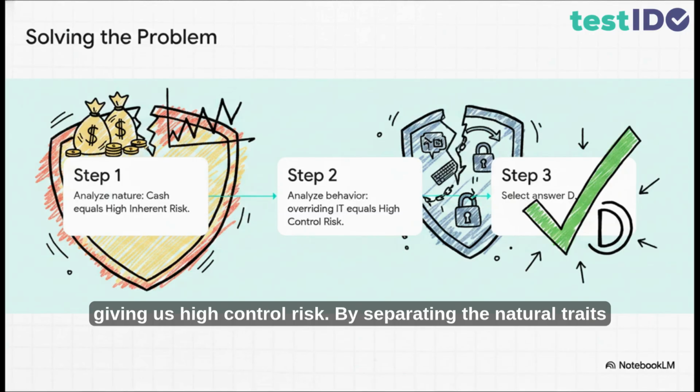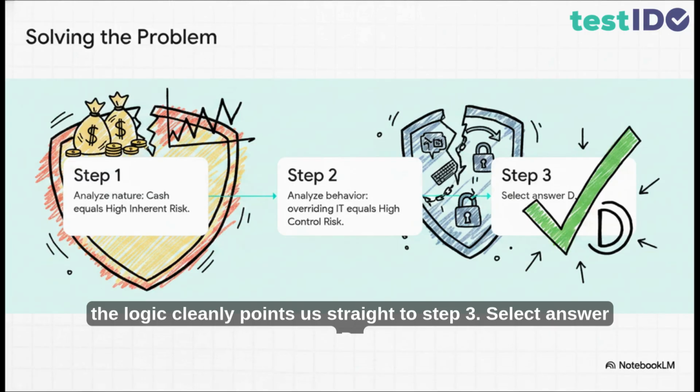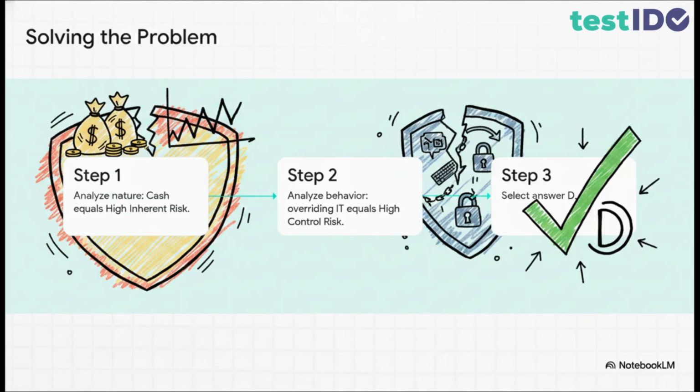By separating the natural traits of the volatile cash market from the systemic failures of bypassing IT, the logic cleanly points us straight to step 3. Select answer D, high inherent risk and high control risk. See? Once you separate those concepts, the answer just jumps right out at you.